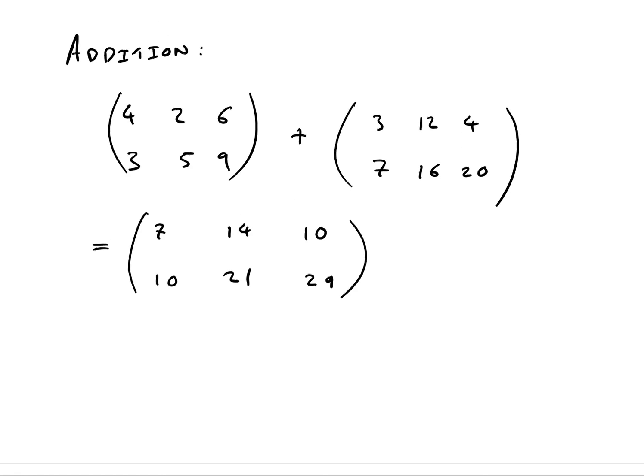And likewise, if this was subtract, okay, we will end up with negative numbers, but that doesn't really matter. It's just useful for the demonstration. So 4 minus 3, that's 1. 2 minus 12, that's minus 10. 6 minus 4, that is 2. 3 minus 7, that is minus 4. 5 minus 16, that is minus 11. 9 minus 20, that is minus 11, I think. Okay, you get the idea, basically.